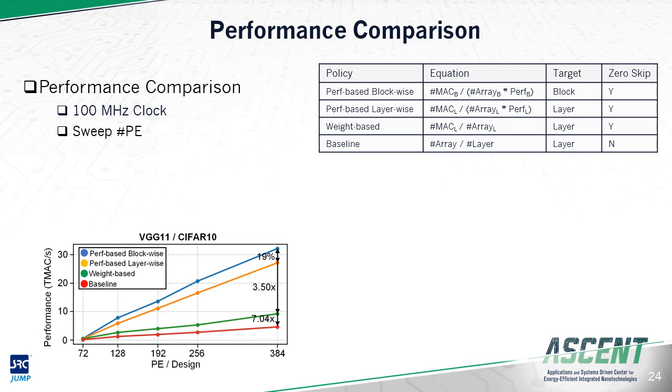First, we show VGG 11 on CIFAR 10 using the various methods we have discussed throughout this presentation. For reference, I have provided this table so the viewer can refer back to the previous point in the video if necessary. We observe a 7x improvement over prior work in the baseline and weight-based allocation methods. By allocating based on block instead of layers, using performance-based methods, we can obtain a 19% speedup.